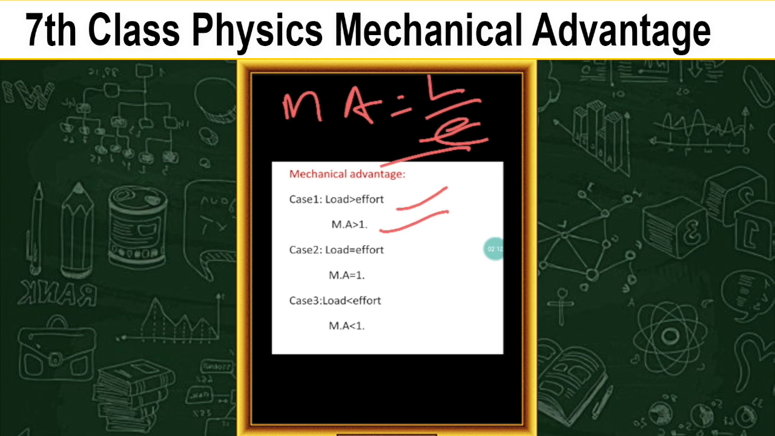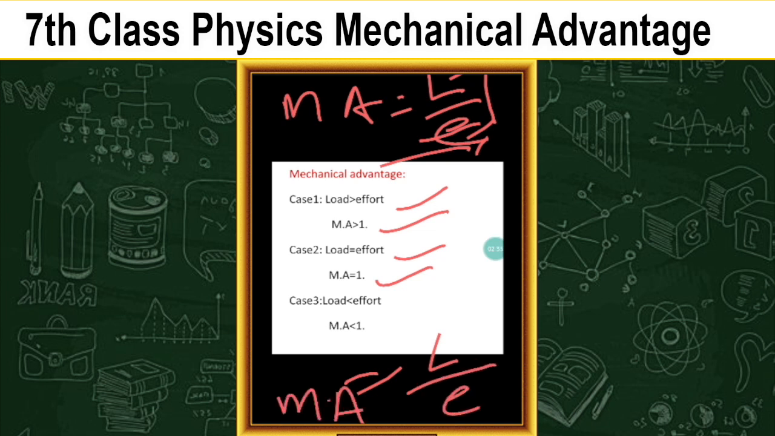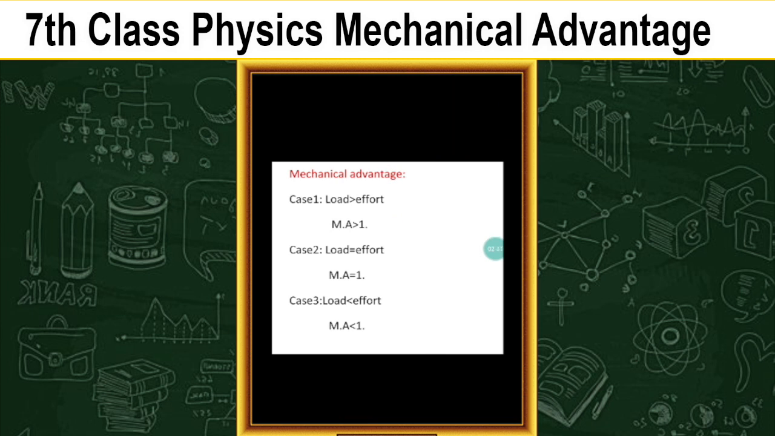If load is equal to effort, then the mechanical advantage will become 1. If load is less than effort, what is the mechanical advantage? The mechanical advantage is also less than 1. So let us see examples of these cases for easy understanding.